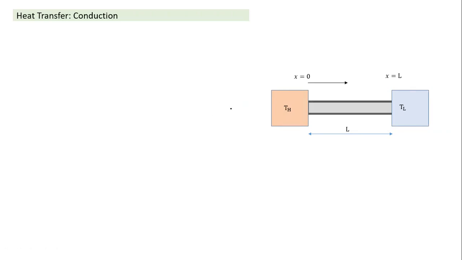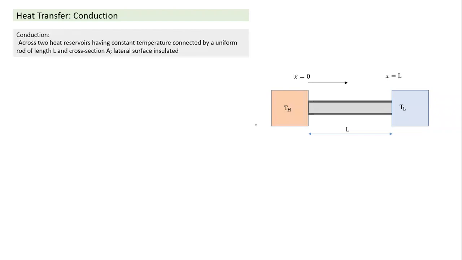calorimetry. Now we move on to heat transfer through the process of conduction. Okay, so conduction, how do we visualize conduction? If we have two heat reservoirs, one at a higher temperature and the other at a lower temperature, let's assume first that the heat reservoirs have constant temperature. So this side is maintained at a constant higher temperature TH, and the other side has a lower temperature.